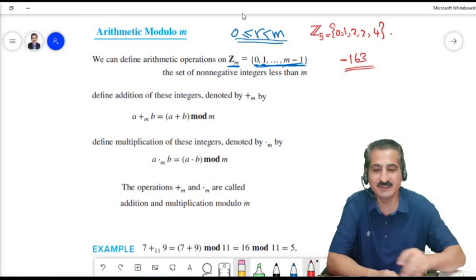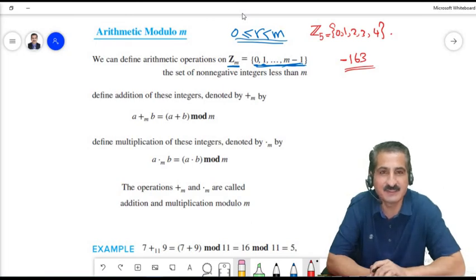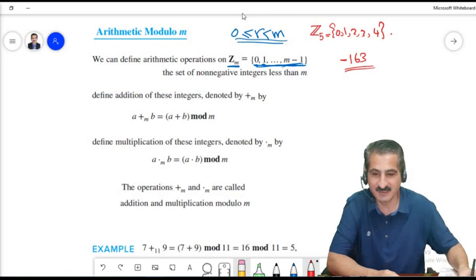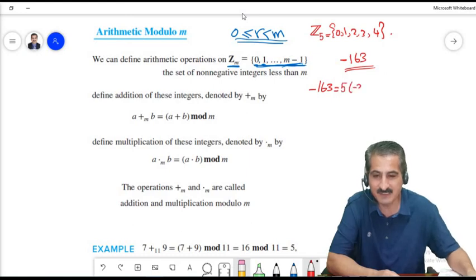Negative 160 divided by 5 is negative 32. But if I write it that way, I will get a remainder of negative 3, and I don't want negative 3 to be there. So I will say negative 33. Negative 163 is 5 times negative 33, which gives negative 165. So I need to add 2. Oh, okay, so this is congruent to 2.